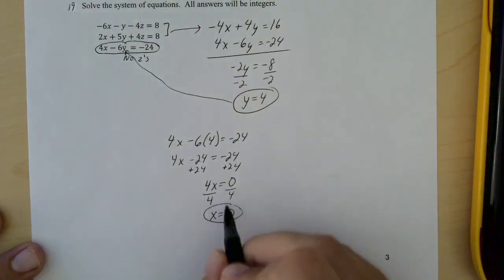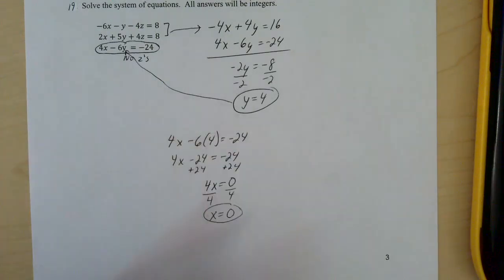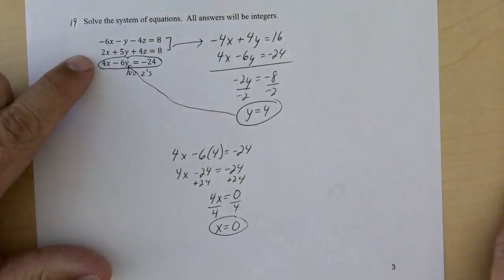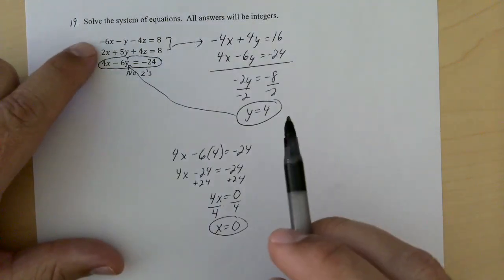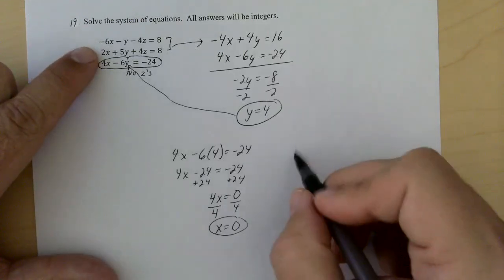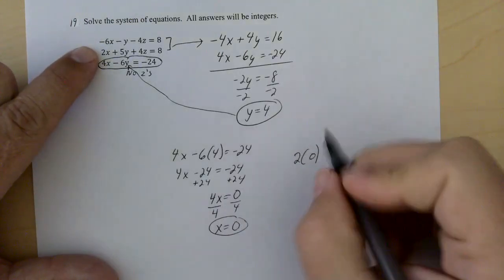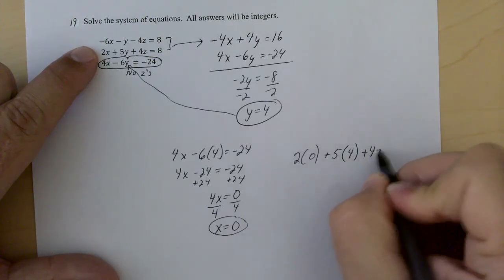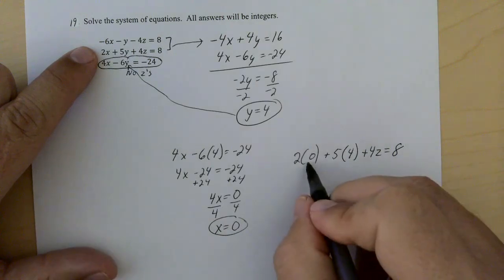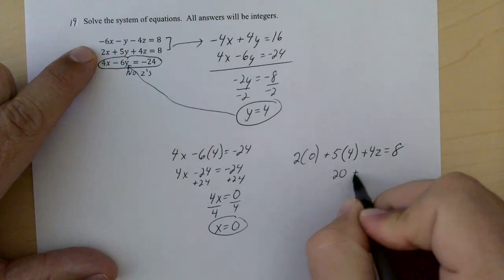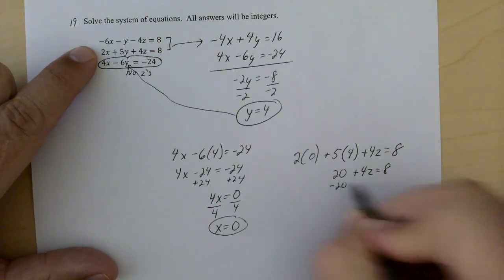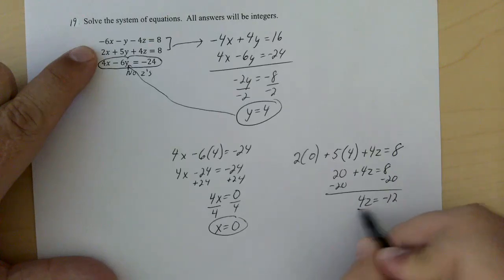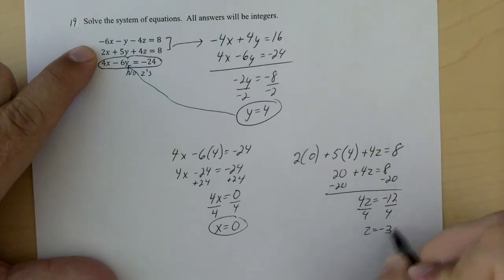So just like that, x is 0. Hopefully you can see my work here. I just plugged in a 4 for y, and I was able to solve and know that x is 0, which means all I need to do is go back to one of my original equations with 3 variables. I'm going to plug it into the middle. So 2 times 0, my x is 0, plus 5 times 4, plus 4z equals 8. Okay, so that's a 0, that's going to be a 20. And in 2 moves, I will have the z value. This is going to give me a negative 12, divide by 4, and z is negative 3.